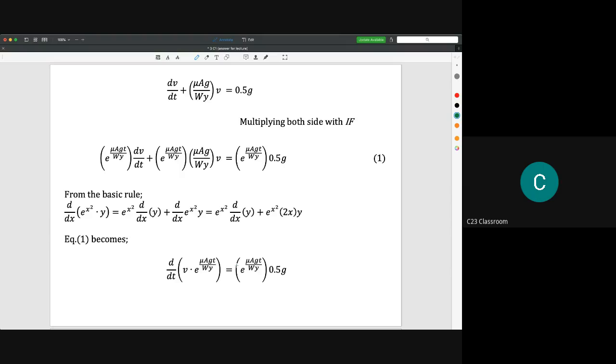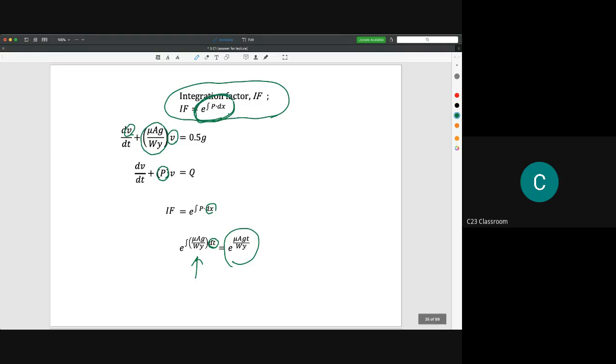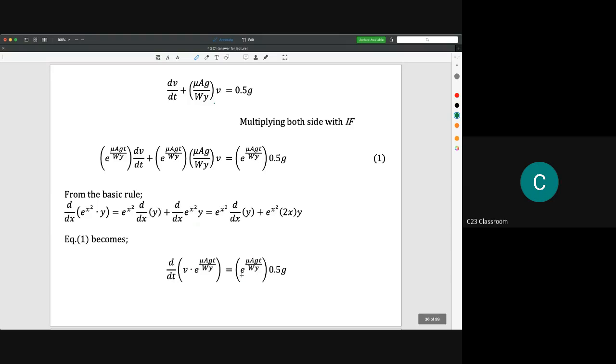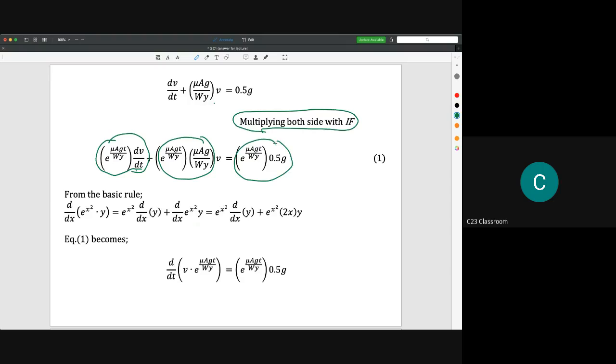Then we substitute the value here, so we get the integrating factor equal to this term. What we need to do is multiply both sides with the integrating factor. So we have this like this, and this like this, and this like this. So why do we need to do this?